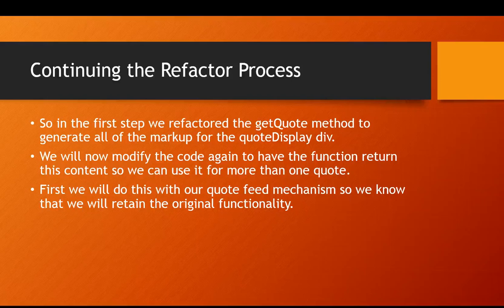We might need to create another version of this that lets us specify which quote to return, and most likely we'll use the numeric index on the quote database for that. So again, we have that JSON file. We can kind of think of that as a database. And again, we want to make sure that we retain the original functionality with the quote feed.